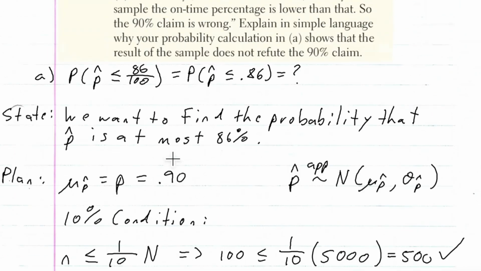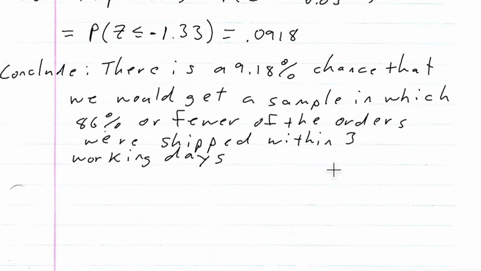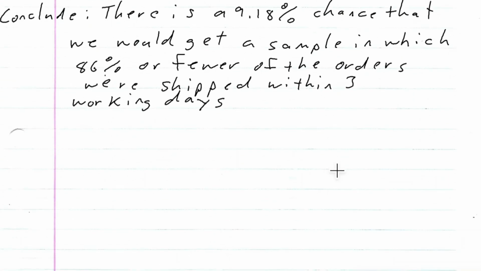Let's look at part B. A critic says you claim 90%, but in your sample, the on-time percentage is lower than that, so the 90% claim is wrong. We need to explain in simple language why your probability calculation in A shows that the result of the sample does not refute the 90% claim. Let's think about this.